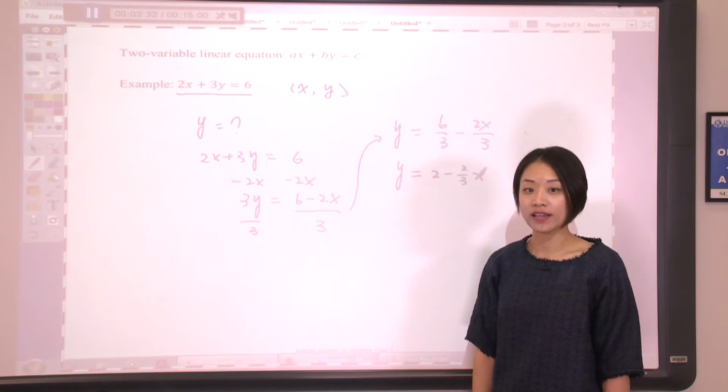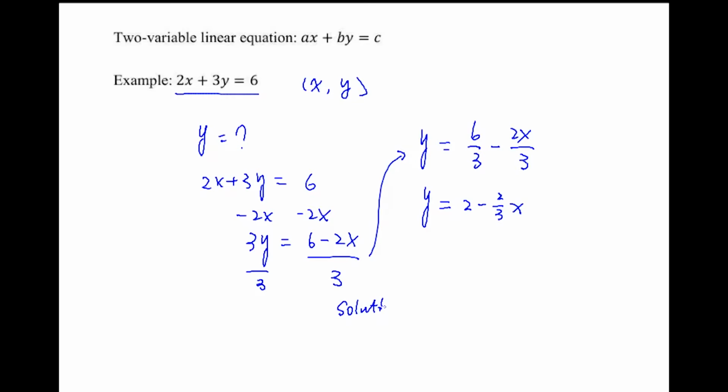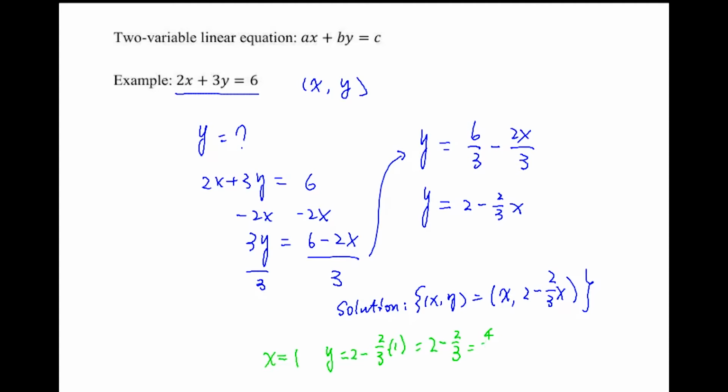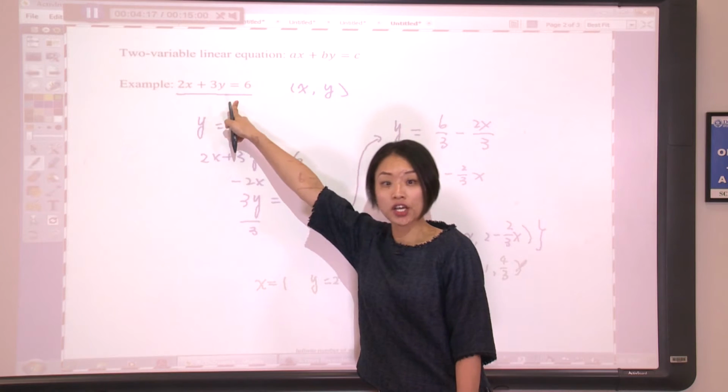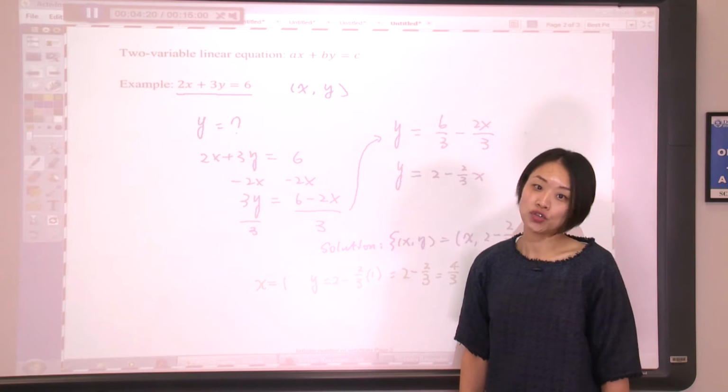After we get isolated y, the solution set can be given in the following form. That is, (x, y) can be written as (x, 2 minus 2/3 x), where x can be any real number. For example, if we pick x equals 1, let's find the corresponding y. y equals 2 minus 2/3 times 1. That is 2 minus 2/3, which will be 4/3. This means (1, 4/3) is a solution of this equation. So now let's turn to the next page to talk about the three-variable case.